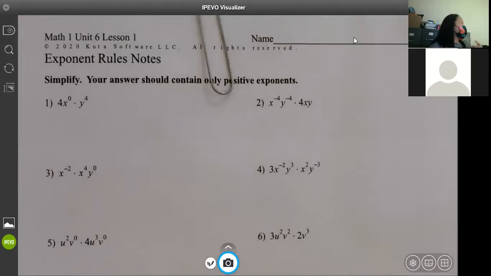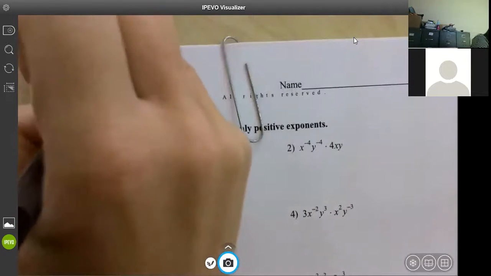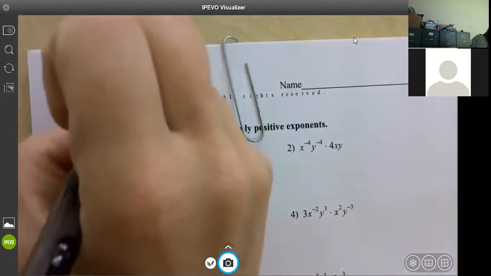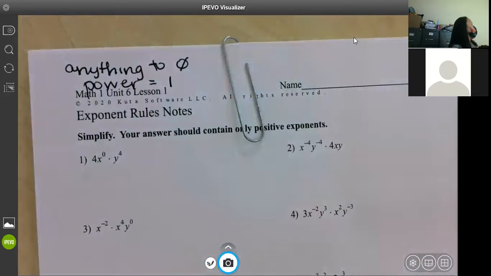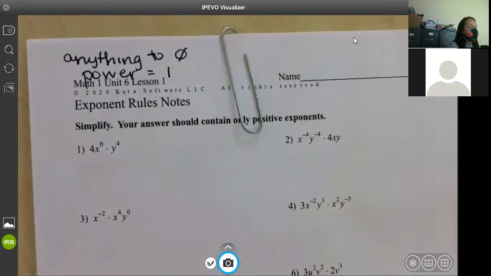So things that you need to know, different rules. Okay, so the first one, anything to the 0 power equals 1. It's on the back of that page. So on this first one we see x to the 0, you guys can just mark it up. Anything to the 0 power is 1.